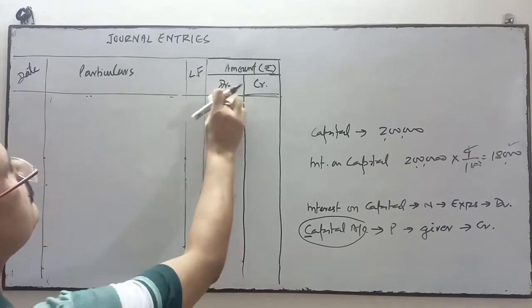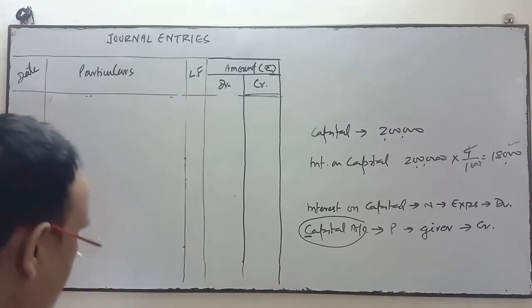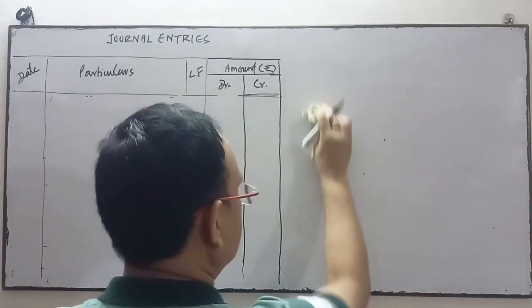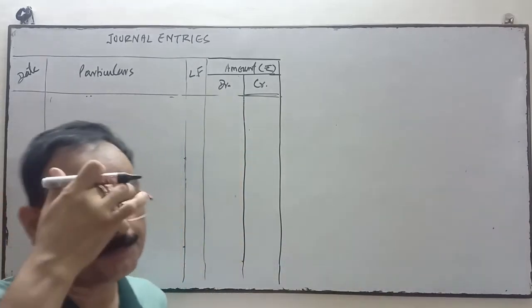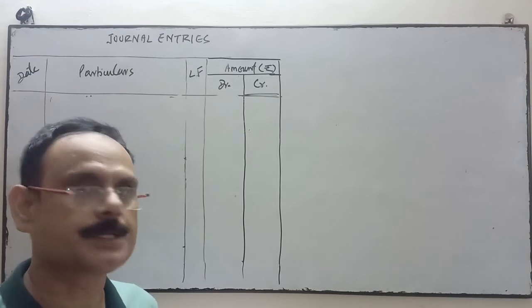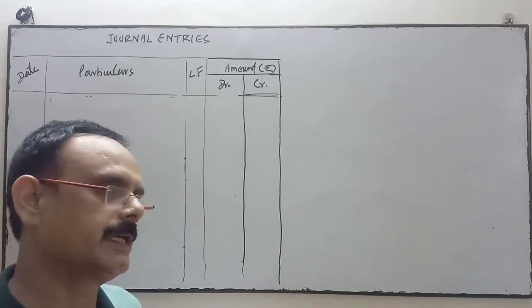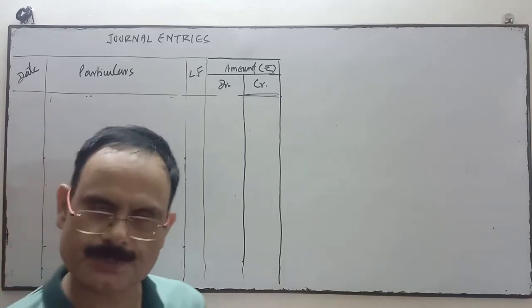So next is charge interest on drawings. You know what drawing is? If the proprietor has withdrawn money from the business for personal use, that is called drawings. Whether the amount has been withdrawn, or whether any services of the business are availed by the proprietor for personal use.